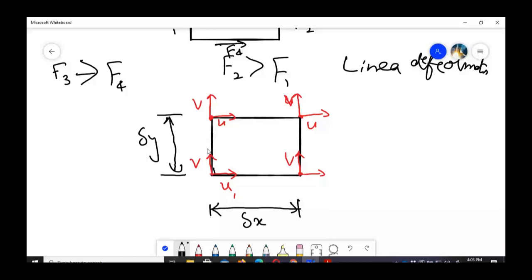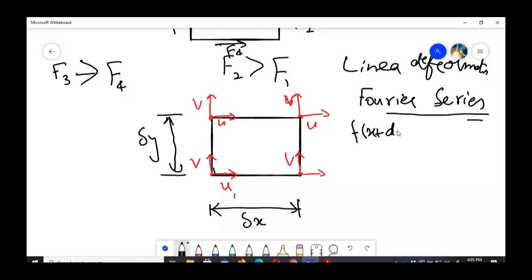Have you heard the name Fourier series? Fourier series, have you heard this name? Yes, sir. What is in it? f(x plus dx) is equal to f(x) plus partial f by partial x into dx plus partial square f by partial x square dx square divided by 2, where delta x is the distance, plus so on. Okay, this is the series we have.